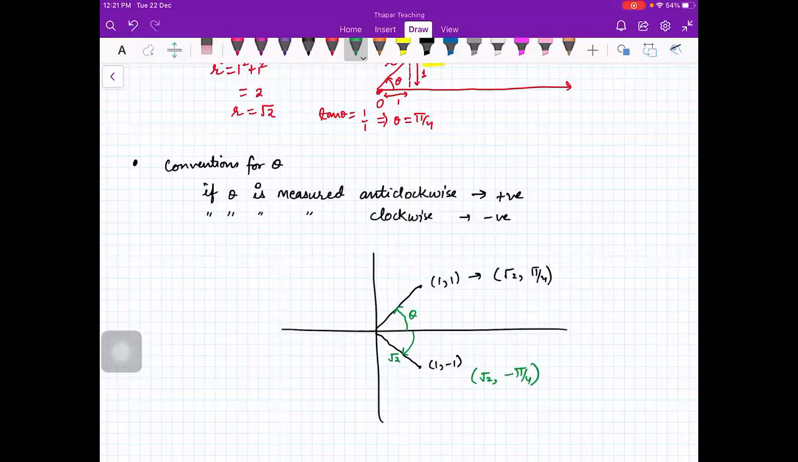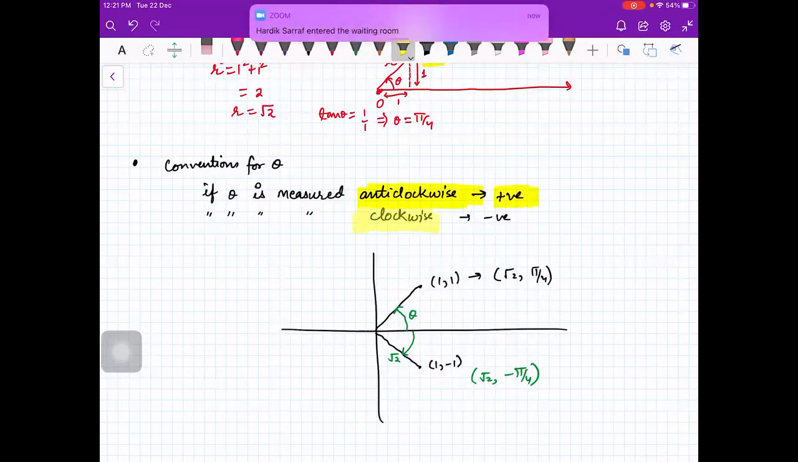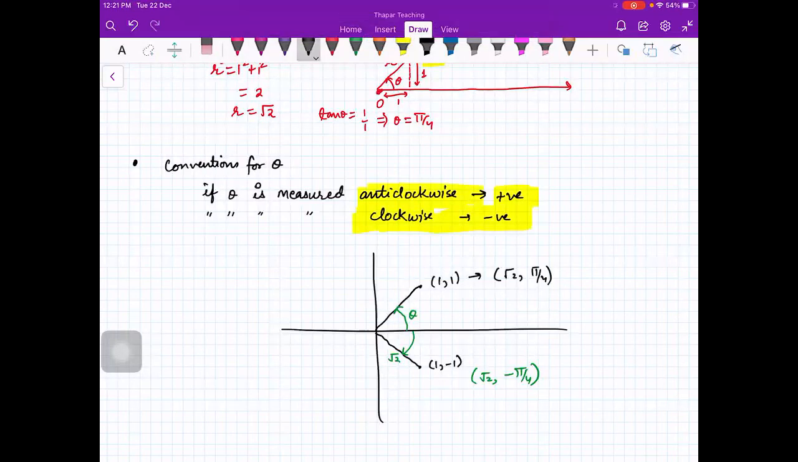This is the convention. I will also come to the point that this point has the name (root 2, 3 pi by 4); I will discuss that in the next point. So is this clear to everybody, that if you are measuring the angle anti-clockwise, you will treat it as a positive angle, and if you are measuring your angle clockwise, you will treat it as a negative angle? Clear? Okay, fine.